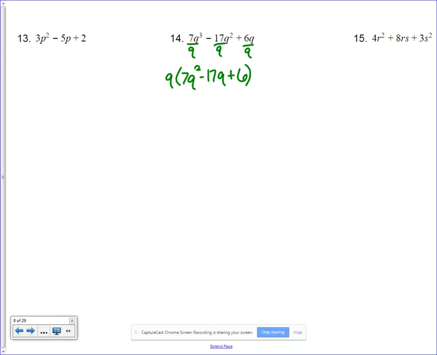So how many terms do you have in there? So what are we going to make? 2 binomials. We're going to drop that Q that we took out front. Does this thing start with a 1? Mm-mm. So I need to multiply the first and the last terms, which gives me what? Factors of 42 that will add to 17.